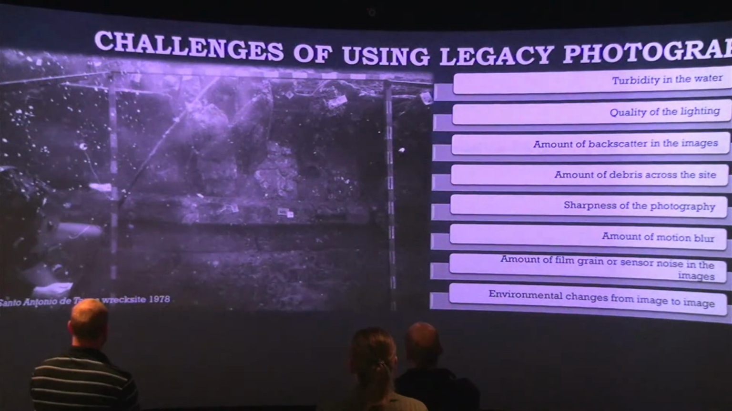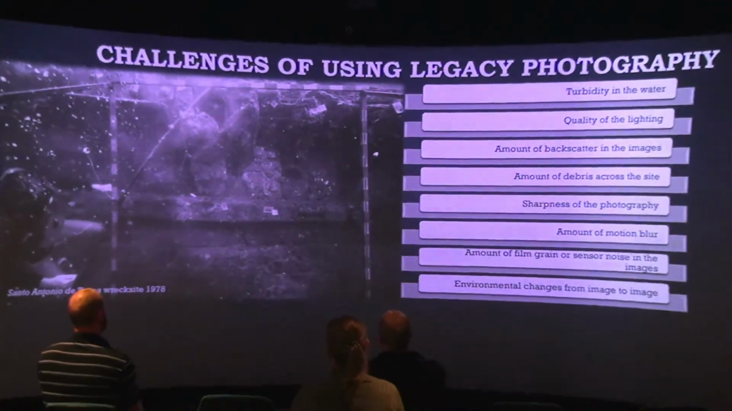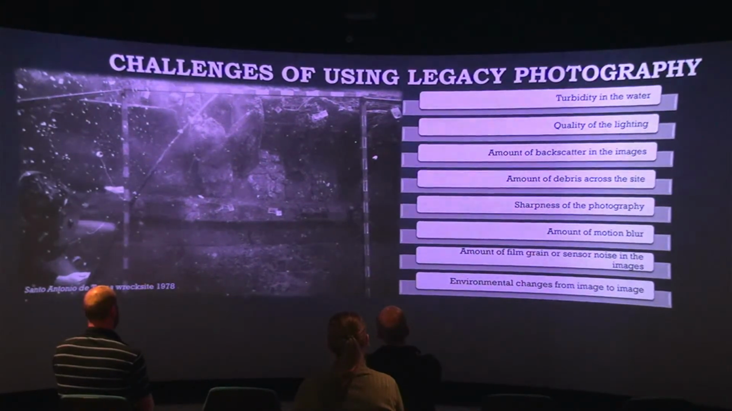Whether a particular data set is suitable for reliable P3DR processing will depend on a variety of factors, some of which can negatively impact the quality of the reconstruction and others completely reduce your coverage of the model. Some factors would include the amount of turbidity in the water, the quality of the lighting, the amount of backscatter in the images, the amount of sand that might be floating around in the water, sharpness of the photography, the amount of motion blur, the amount of film grain or sensor noise in the images, but most importantly, how much the environment changes from image to image.